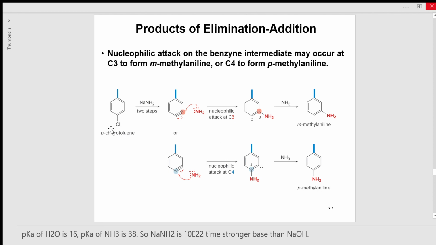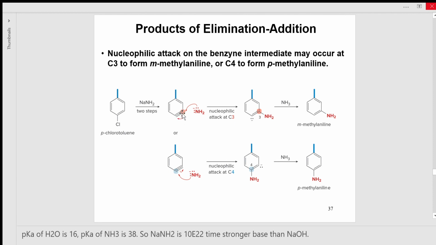Again, chlorine is a very good leaving group. Sodium amide is one of the strongest bases. Actually, the first step is the formation of an alkyne, a carbon-carbon triple bond. This is what we learned in, I believe, chapter 8. So a very strong base does the elimination reaction to form an alkyne carbon-carbon triple bond.